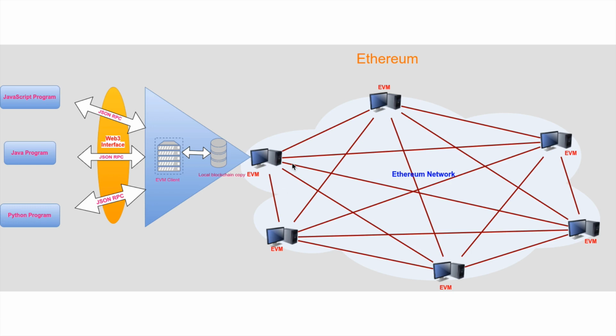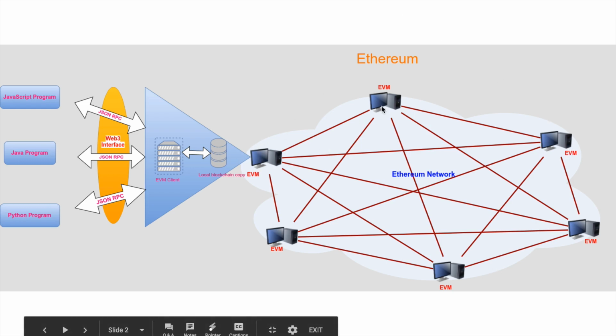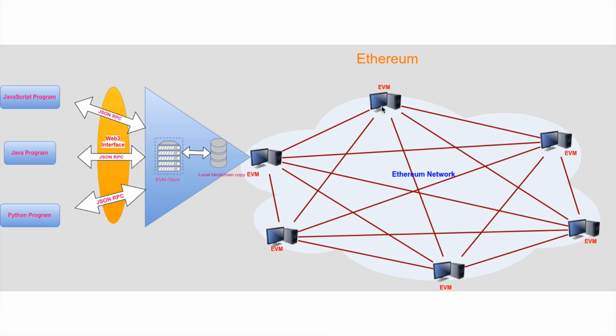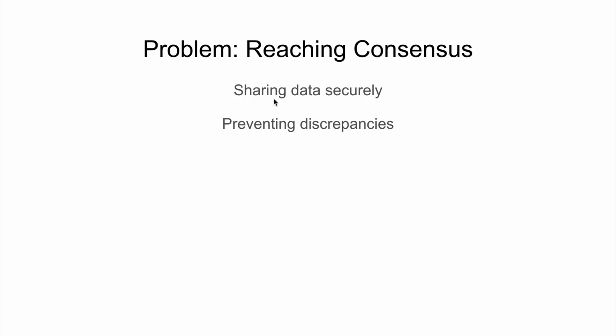So if you're new to this, this might raise some questions. Like, how is it safe to do this? How is it safe to store data redundantly on a bunch of other people's computers that you don't know? What about discrepancies, right? There's some problems here. Is it safe to share data securely across these devices? What about discrepancies? Wouldn't that throw off account balances?